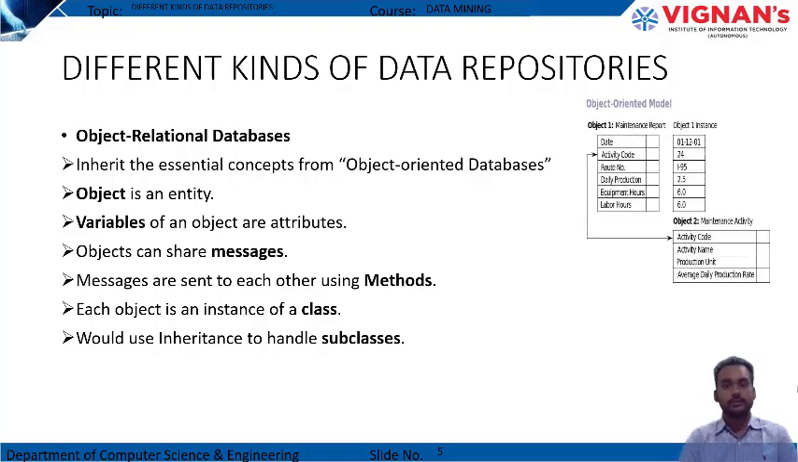So this is how an object-oriented model looks. You can have one object which stores, let's say, date, activity code, route number, and so on, and then you can inherit another object from it. Let's say if you want to elaborate on activity code, you can treat it as another object and then go ahead and expand it.